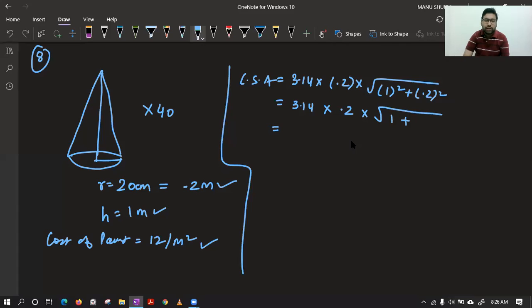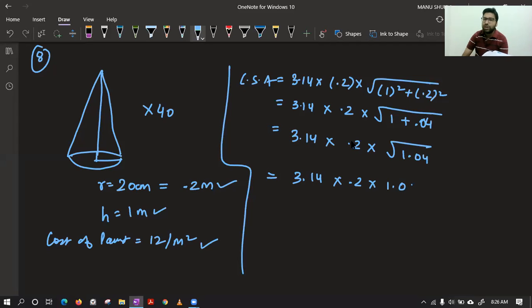What is 0.2 squared, class? We know 2 squared is 4, and because the point is there, it becomes 0.04. So we have 0.04. It becomes finally 3.14 into 0.2 into root 1.04. And if you observe the question, they have given you the value of root 1.04 equal to 1.02. So we have got the curved surface area.